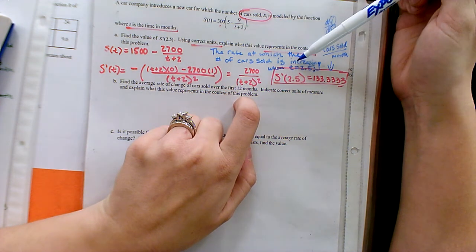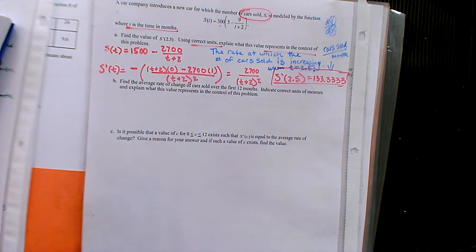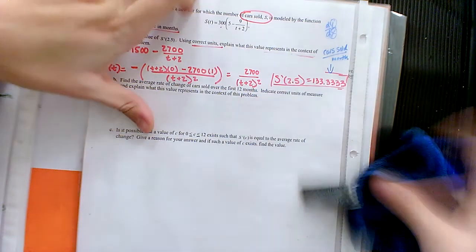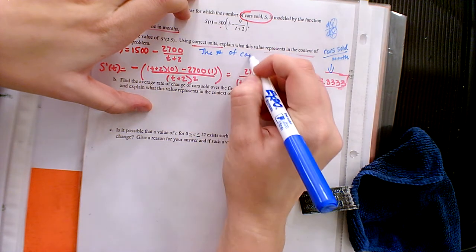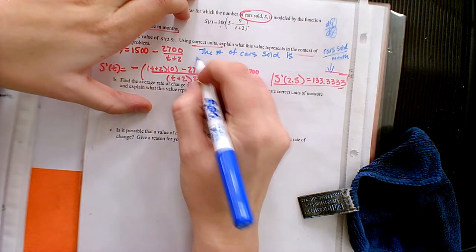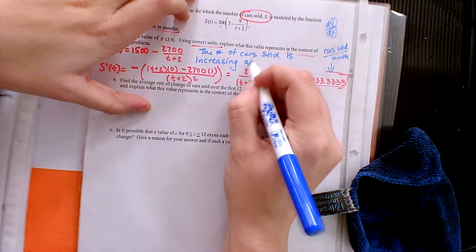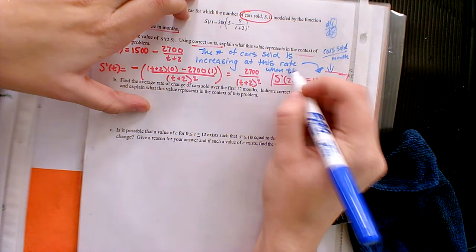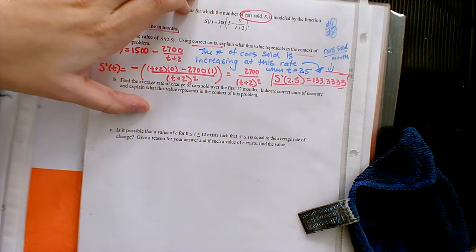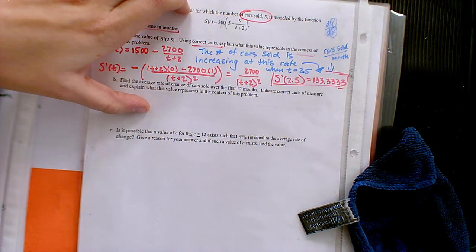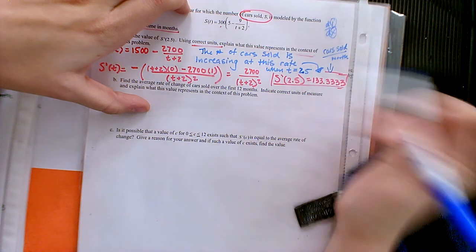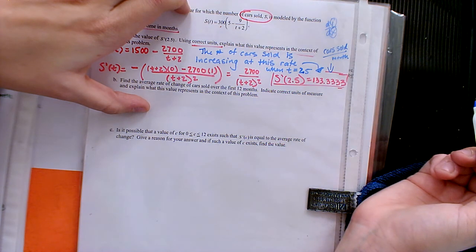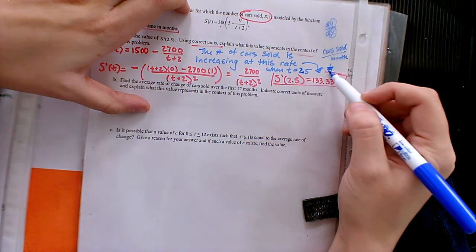So this is saying the rate is increasing, which would be a second derivative, right? Okay, we may have to go back to the drawing board. Let's try that again. The number of cars sold is increasing at this rate when t equals 2.5. I use the word rate too soon in the previous statement. I like that one better. Is that better for you, Jack? Is that what you were asking?